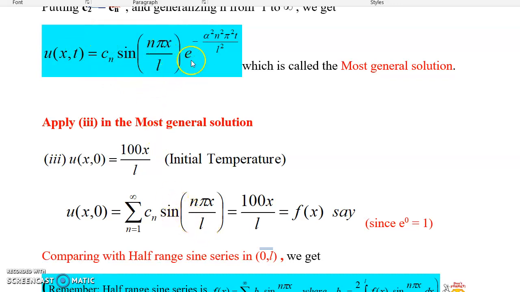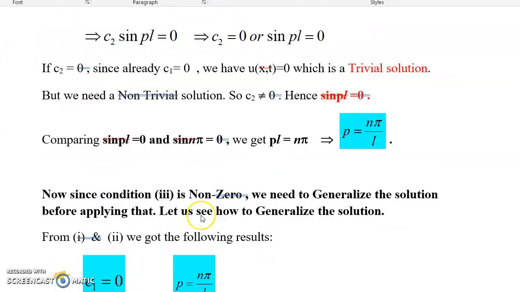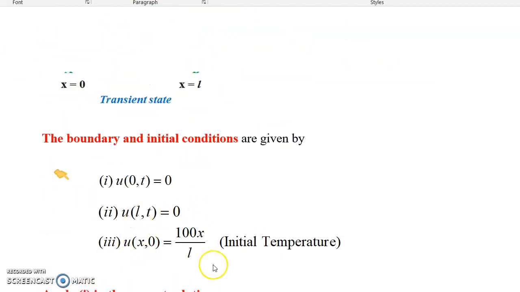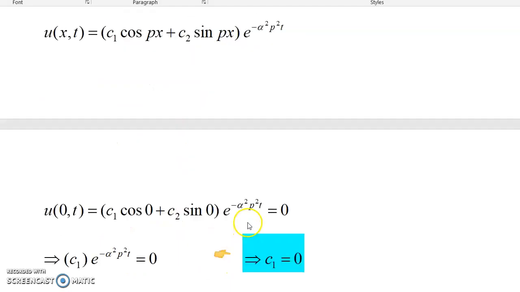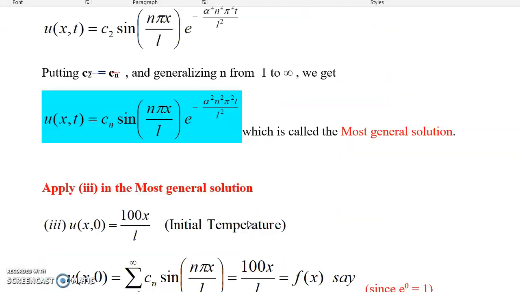Sin n pi x by L e power minus term. This is called the most general solution. Here we need to put sigma n equal to 1 to infinity, which is missing. Now in this most general solution, apply the third boundary condition. So this is the third boundary condition you had here. This we have to apply.